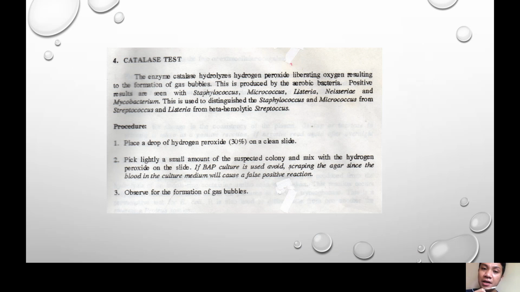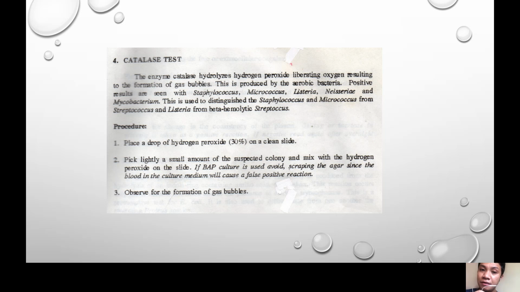Okay, the next one, we have your catalase test. The catalase test will identify the enzyme catalase if your bacteria contains that enzyme. Your substrate for this one is hydrogen peroxide. If you have the enzyme catalase, the hydrogen peroxide will be converted to carbon dioxide, water, and oxygen.